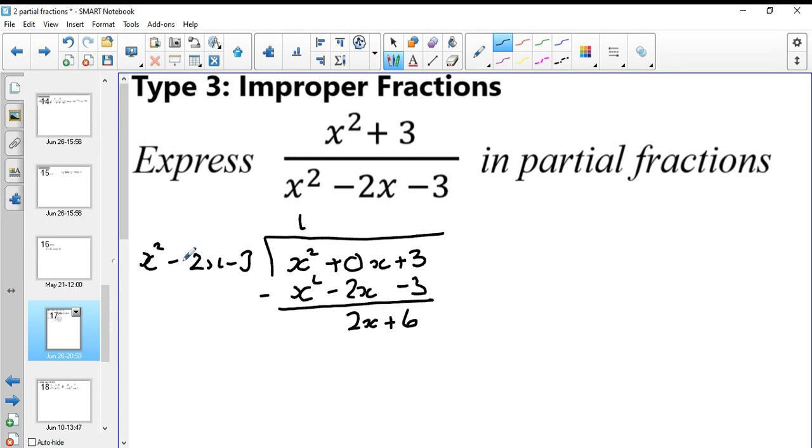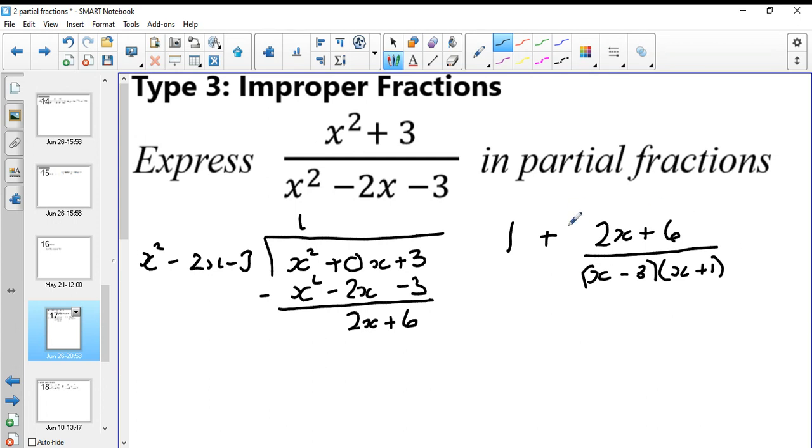This is degree 1. This is degree 2. We can't go any further. This is the remainder. So the quotient is 1. And then we have a remainder of 2x plus 6 over, and I'm just going to factorize this, x minus 3, x plus 1. So that's what we get from our long division. This is the quotient, and this is the remainder.